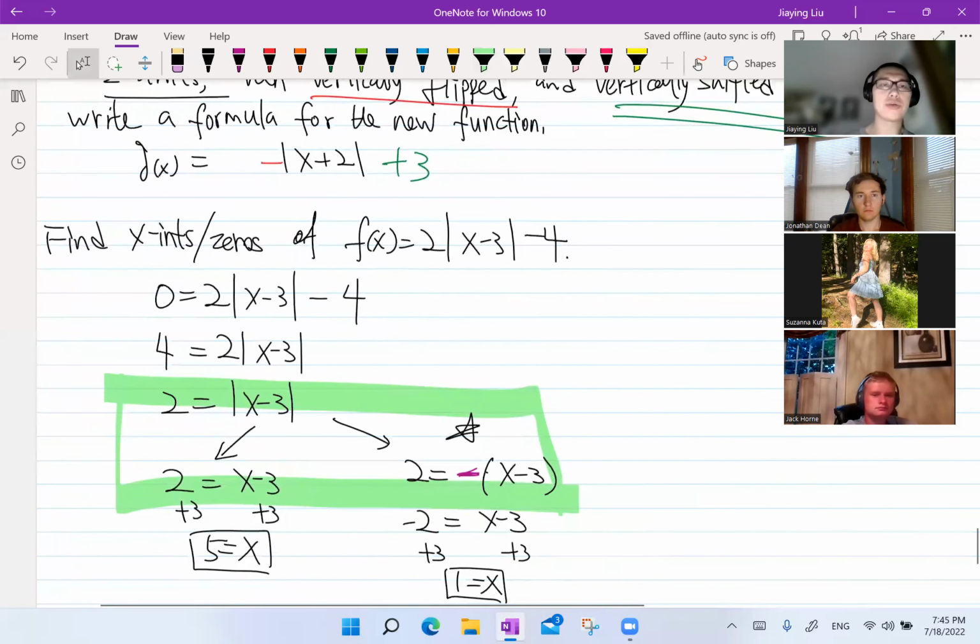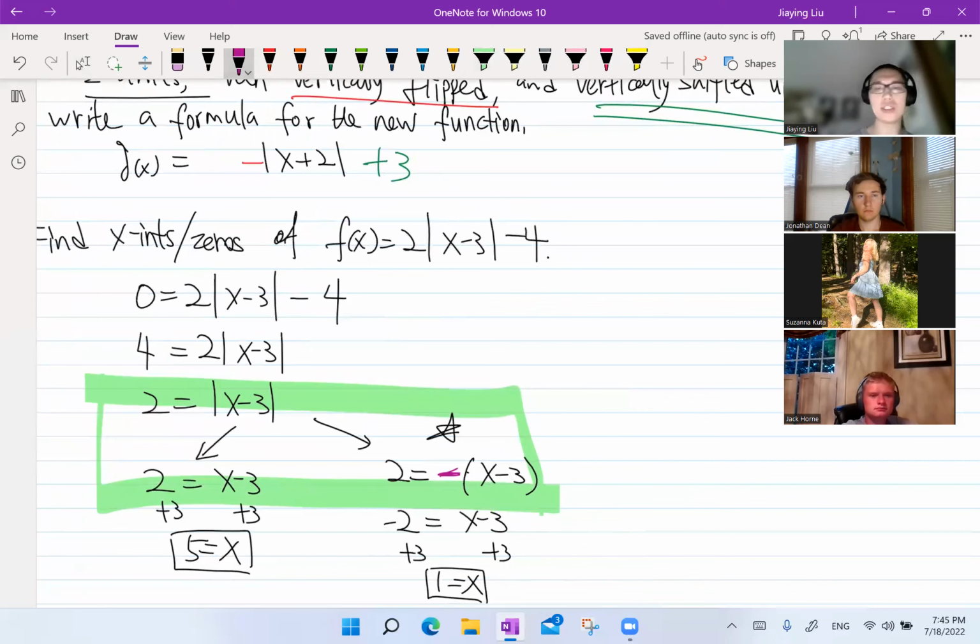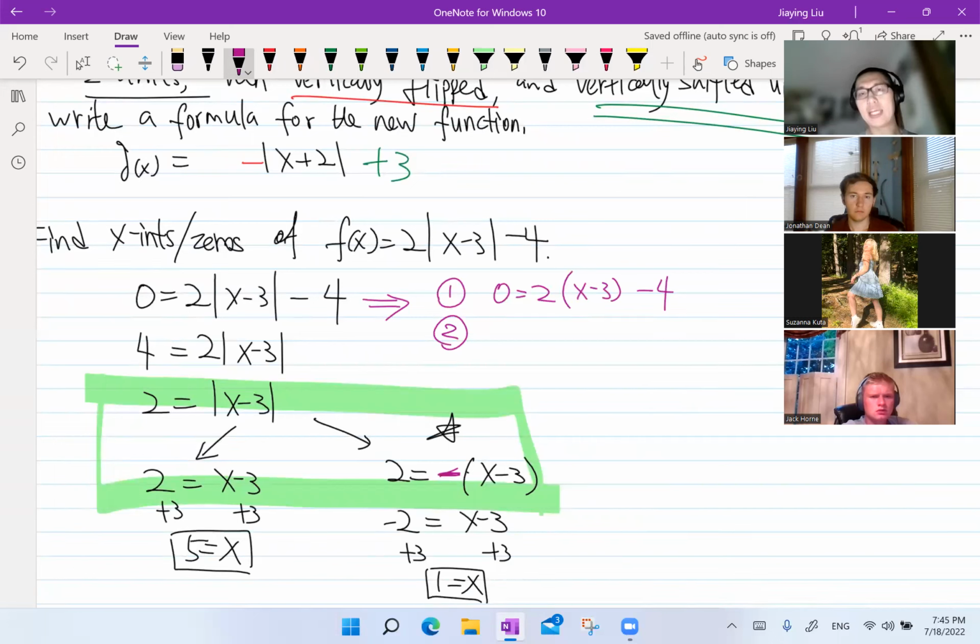Another thing I want to show you quickly here is that you don't have to wait until this step to write down 2 equations. You can write down 2 equations from the beginning. So the first equation we can write is just going to be exactly the way it is. So 0 equals 2, and instead of using absolute value, we're going to use parentheses, (x minus 3) minus 4.